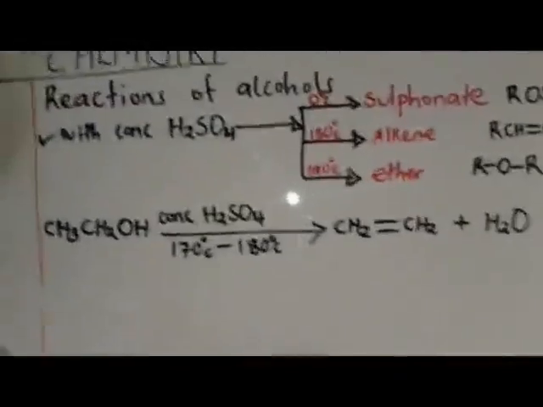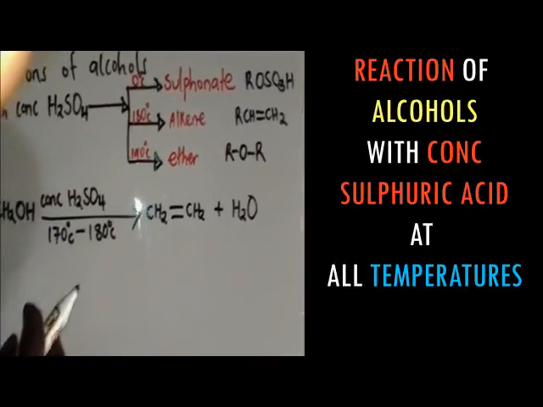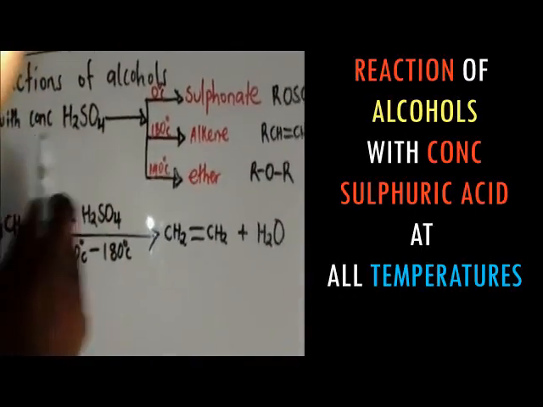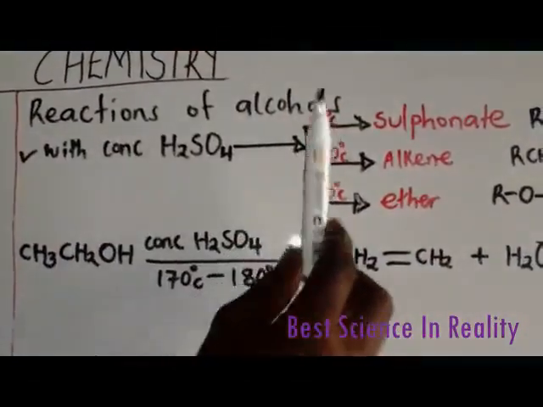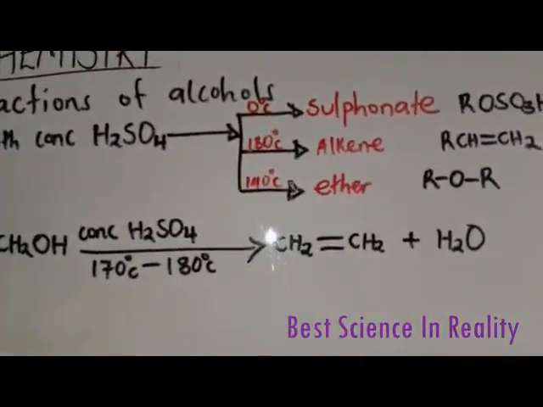Having a reaction with concentrated sulfuric acid, and this reaction is temperature dependent. Meaning if you dehydrate the alcohol at 0 degrees, you are going to form a sulfonate. At 180, you are going to form an alkene. At 140, you are going to form an ether. So let's look at this reaction.